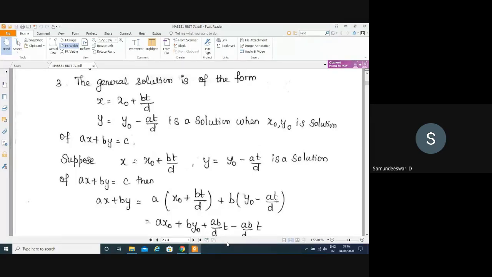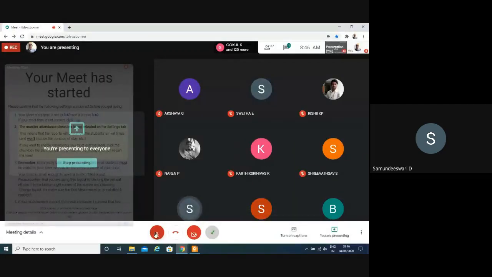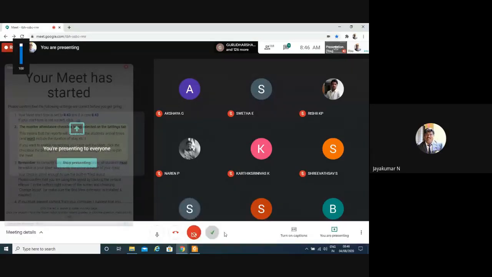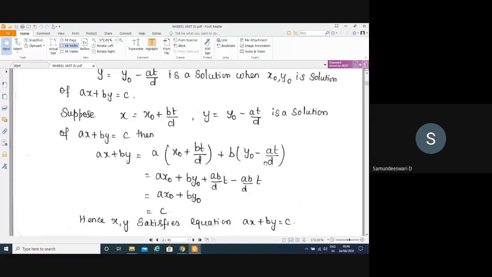Okay, so next step. Cancel the last two terms, abt by d and minus abt by d. Jaykumar sir, what happened? Are the two upper terms visible? Yes sir, yes. So if we cancel abt by d minus abt by d, we get ax naught plus by naught.